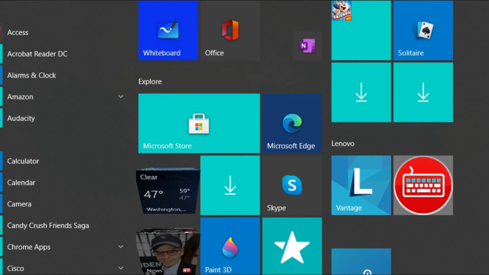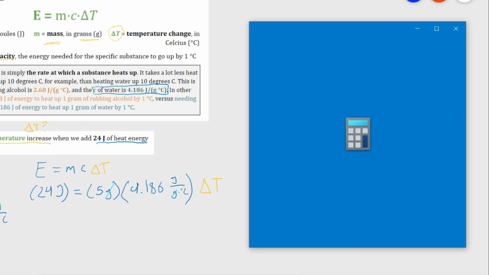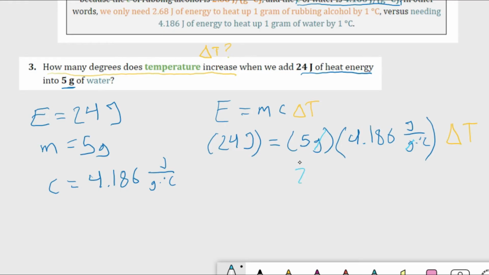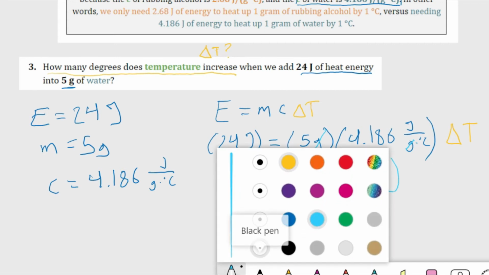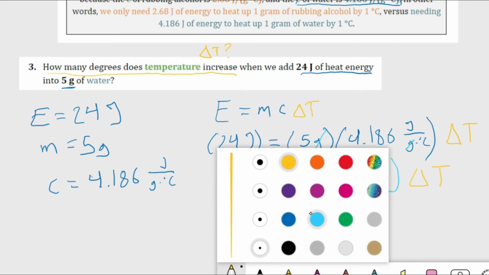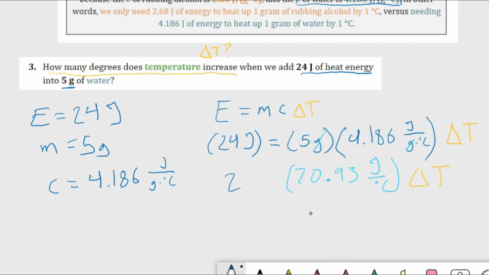Let me actually go ahead and pull out my calculator so we can do this multiplication together. All right, we're multiplying 5 times 4.186, which gives us 20.93, on our values over here, and we're left with a J at the top over a degree Celsius at the bottom. Okay, so we're good to go. We still have that delta, the triangle T, on the left, and on the right we still have our 24 joules, 24 joules. Whoops, all messy.